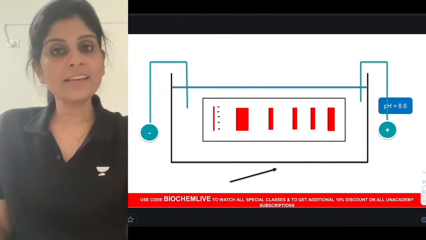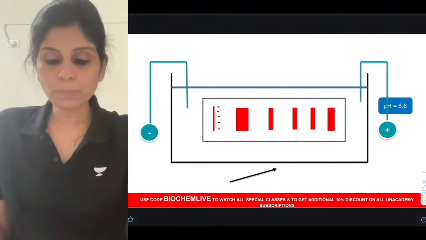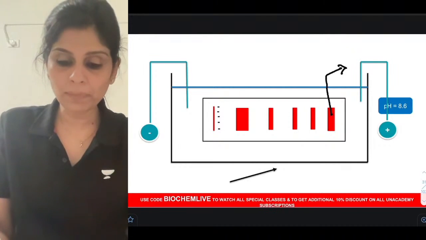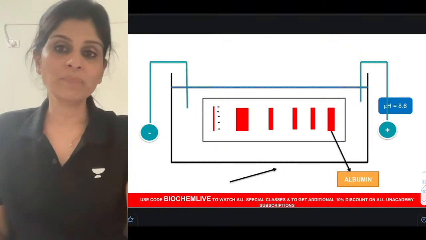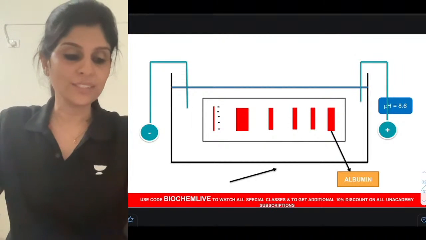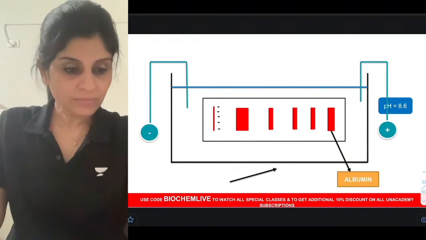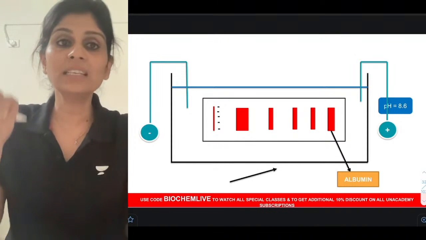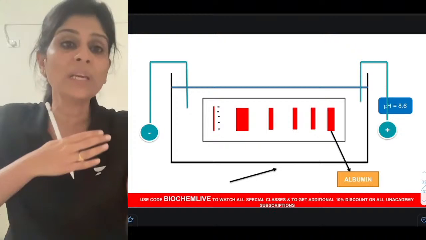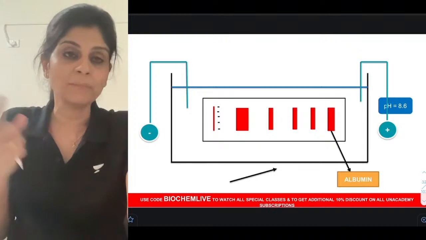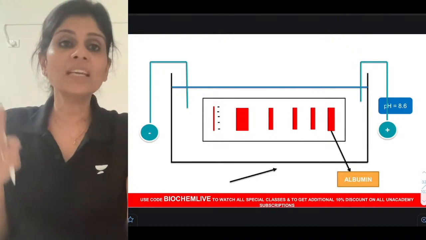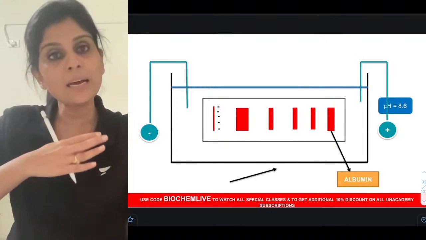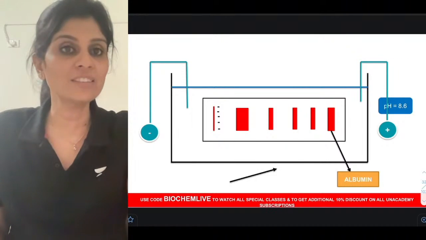They get segregated into 5 bands, and as I told you previously, the band that is present farthest from the point of application is the albumin band. Why is albumin the farthest? Good Pragya. It is because albumin has got the least molecular weight, so it can quickly migrate. That is one reason. The other reason is it has got the highest negative charges.